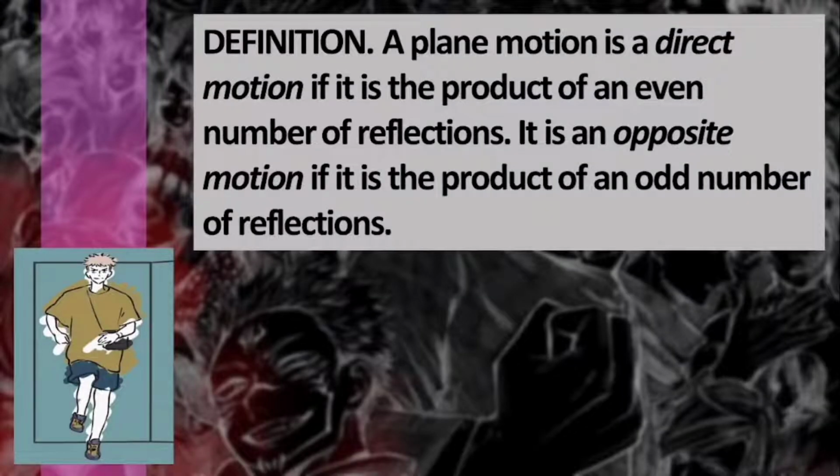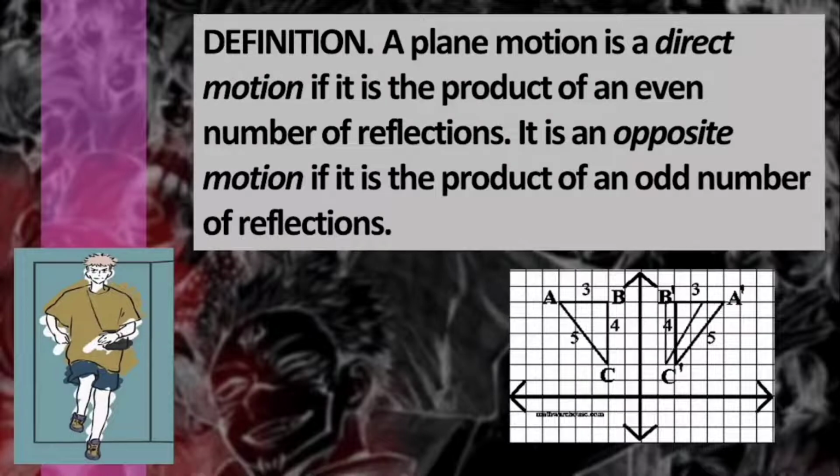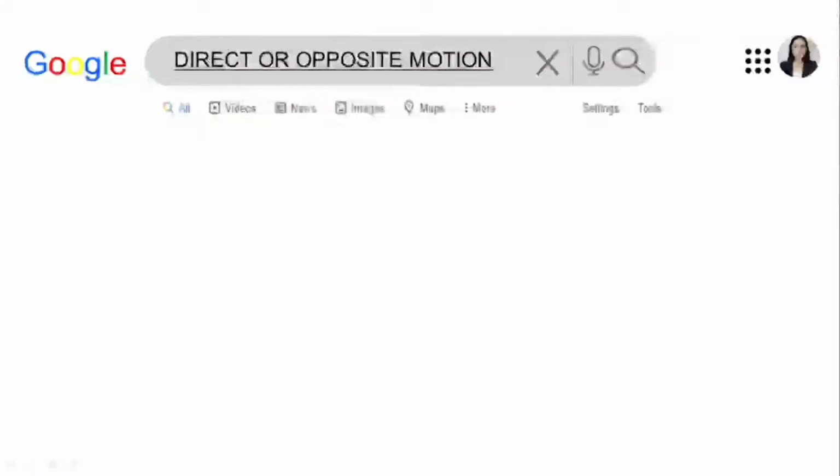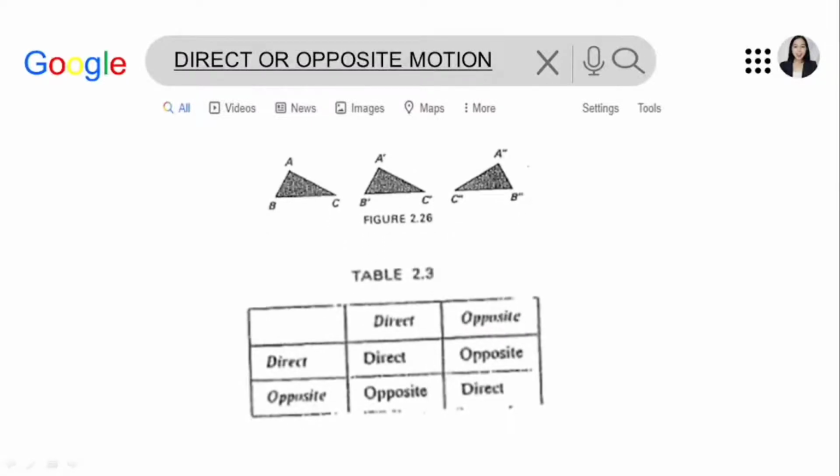So next, the definition: a plane motion is a direct motion if it is the product of an even number of reflections, and it is an opposite motion if it is the product of an odd number of reflections. In image 1, the moving image, it shows the translation as a direct motion, while in B, it is the reflection as an opposite motion. So these are the direct and opposite motions.